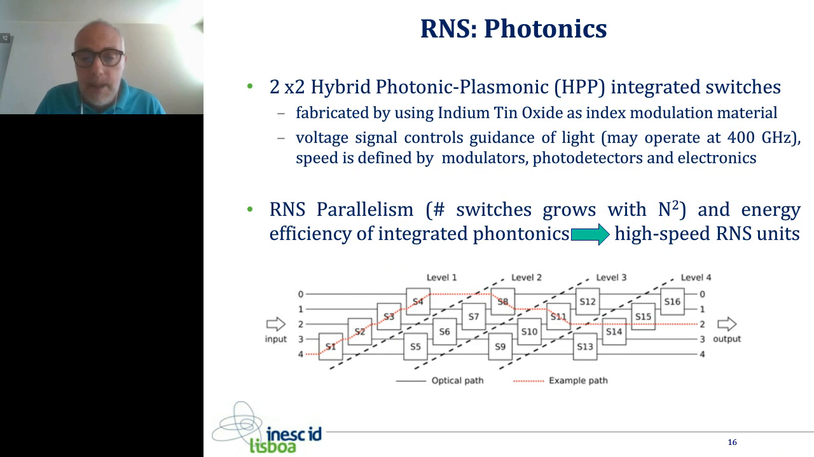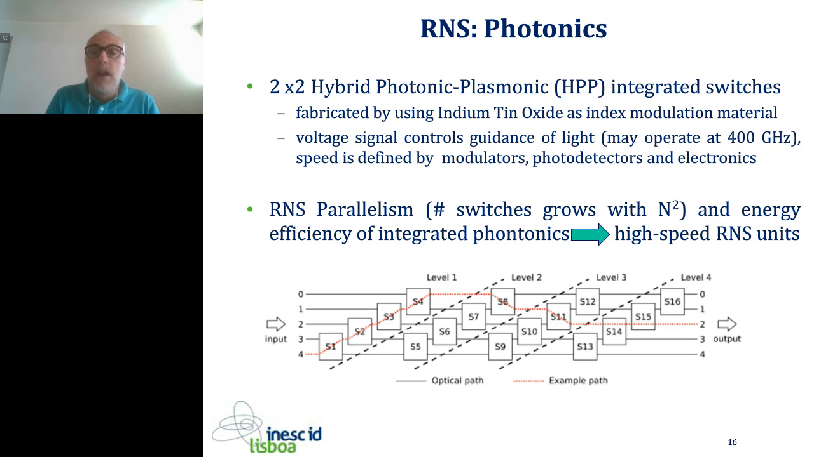So let me start to correlate this type of arithmetic with the new or emerging technologies that you have. If you look at integrated photonics, one of the problems when you perform arithmetic is that the number of switches grows with the square of the number of bits in the representation. For instance, in this case, which is quite well known and has a lot of research, they are using 2x2 hybrid photonic plasmonic integrated switches fabricated using indium tin oxide as the index modulation material. The voltage controls the guidance of the light and may operate up to 400 gigahertz at the moment. But the speed is defined by the modulators, photodetectors, and also the associated electronics.